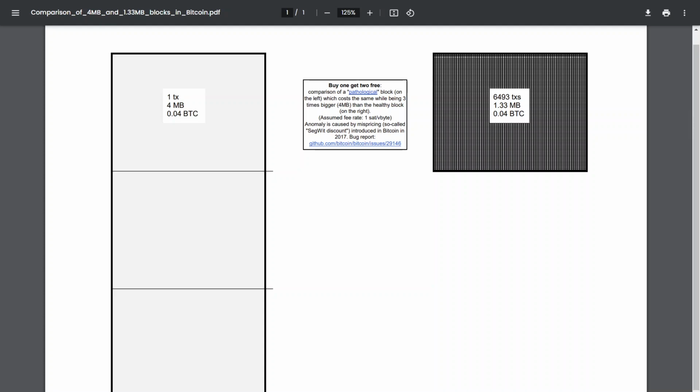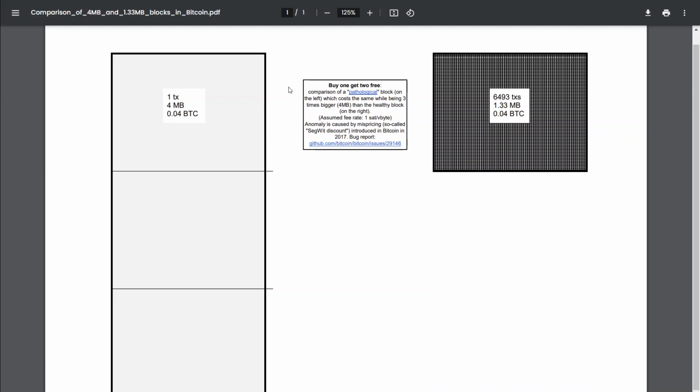Hello, this is a quick explainer of the Segwit discount, which is a debated issue that causes a lot of troubles in Bitcoin and is exploited to store general purpose data, not Bitcoin specific data, in Bitcoin nodes.